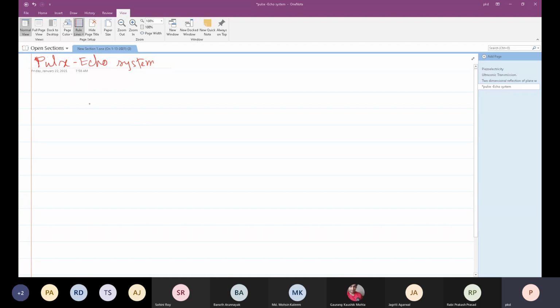The simple pulse echo system operates on a time of flight measurement method. So a pulse is launched from a piezoelectric crystal transducer, or transceiver. From there the pulse is launched, and then it is reflected at a certain boundary, and the reflected pulse is detected by the transceiver again.